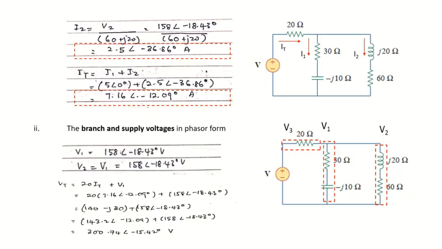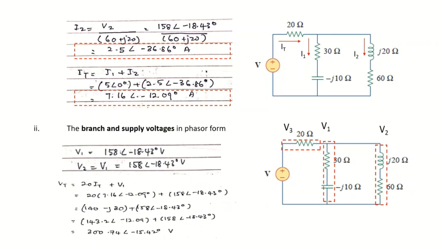To the supply voltage. The supply voltage is equivalent to V3 plus V1. The V total is equivalent to the summation of V3 plus V1. So your V3 here is 20 times I total plus your V1. Your I total, we found, is 7.16 with minus 12.09 degree angle.